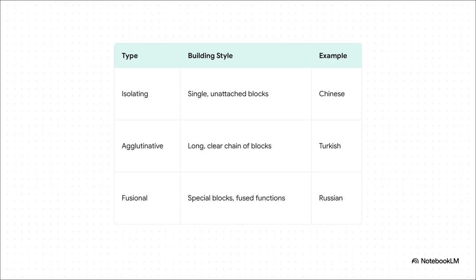Isolating languages like Chinese usually work with single morphemes as individual words. Think of it as using single, unattached blocks, where word order is super important. Then you have agglutinative languages, like Turkish. They build these really long, complex words by stringing together lots of morphemes in a row, where each little piece has one clear job, like a long, predictable chain of Legos. And finally, you have fusional languages, like Russian. Here, a single affix can fuse multiple meanings together. So one little suffix might tell you the tense, who's doing the action, and the number all at once. It's incredibly dense with information.